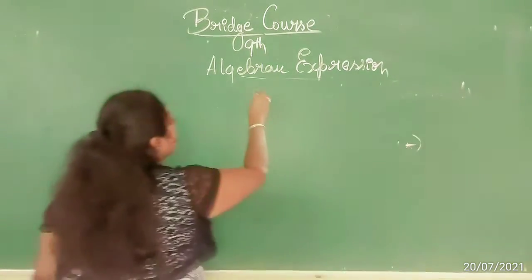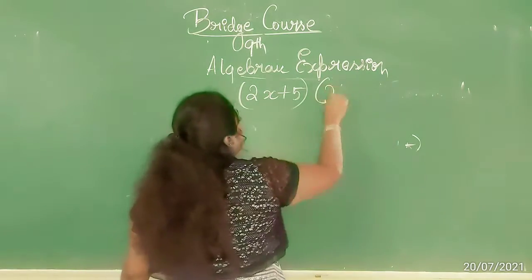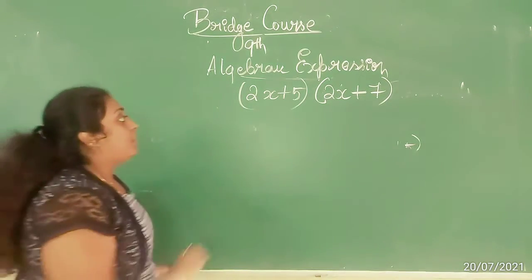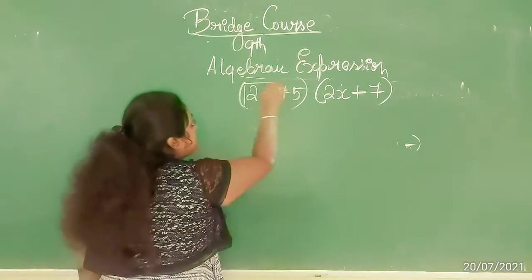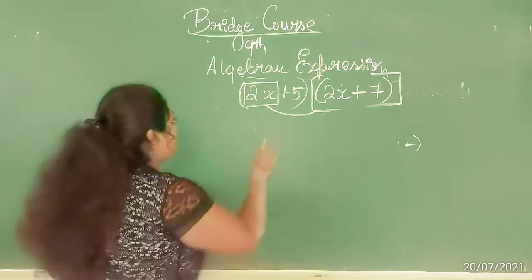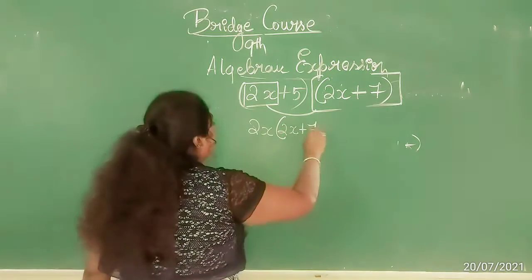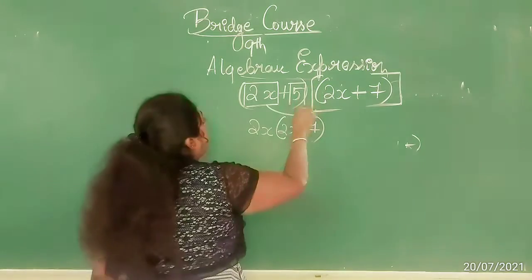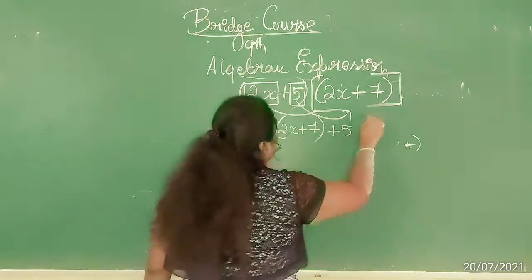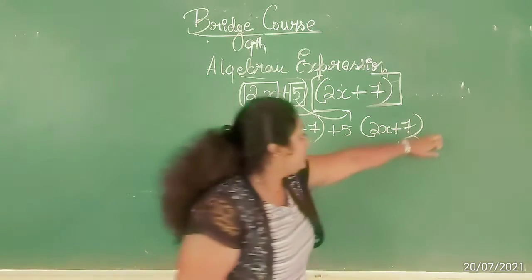Now see here, (2x + 5) into (2x + 7). Okay. Now again I will repeat it. This 2x, you have to multiply this entire bracket. So I will write here 2x into (2x + 7). Next again with this 5 also, you have to multiply the entire bracket. Plus 5 into (2x + 7). Got it?